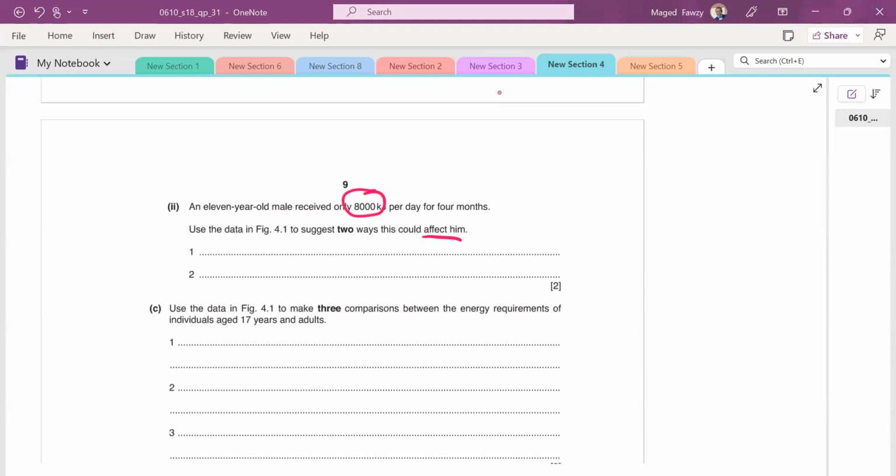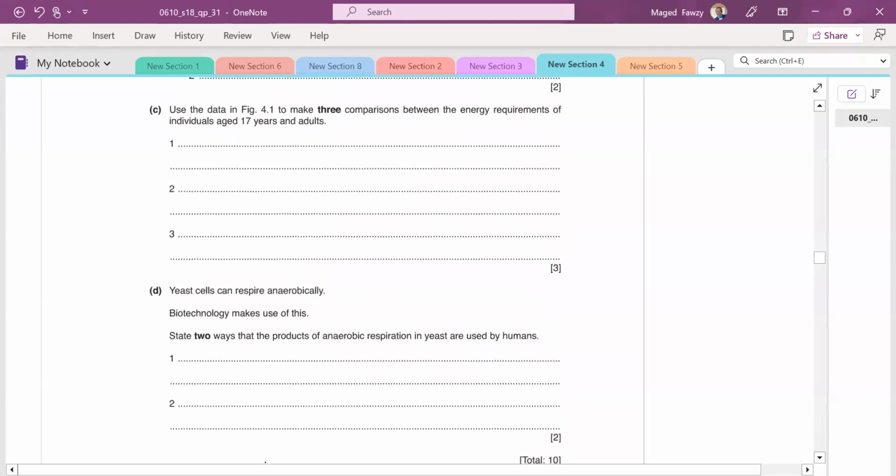Could it affect the growth rate or not? Because I need a certain amount of energy for growth. Yes, it could, definitely. Less energy means less growth rate. Well done, so this will definitely affect growth. Now you have the 2 marks. You don't need to add complicated terminology in a question like this. This is a suggestion, so any valid point will be accepted.